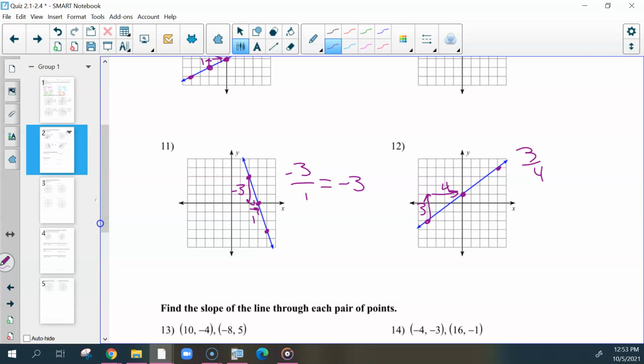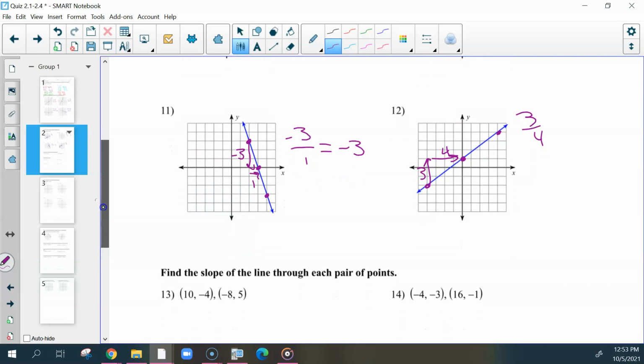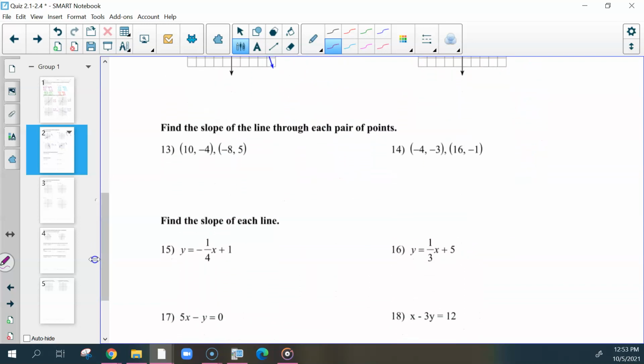Questions on those four before we continue? I'll scroll back up if needed. For these two, you needed your slope formula. Are we going to need it on the test? Yes, you're going to need to know the formulas.